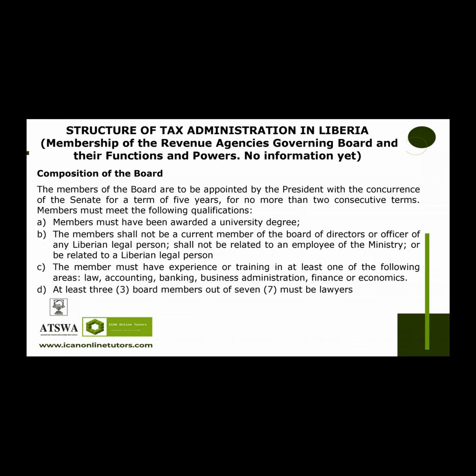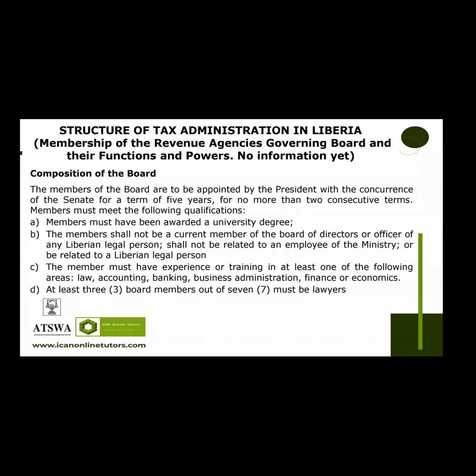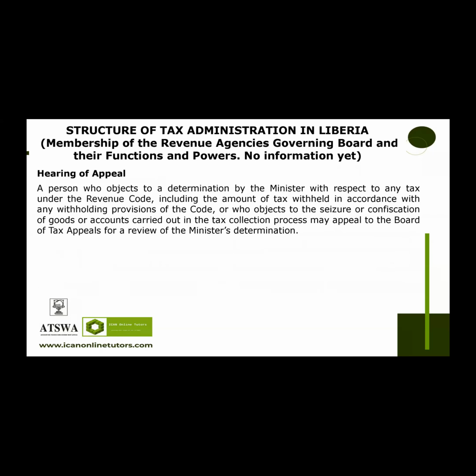Are we together? So we have the hearing of appeal. A person who objects to a determination by the minister with respect to any tax under the Revenue Code, including the amount of tax withheld in accordance with any withholding provisions of the code, or who objects to the seizure or confiscation of goods or accounts carried out in the tax collection process, may appeal to the Board of Tax Appeals for a review of the minister's determination.